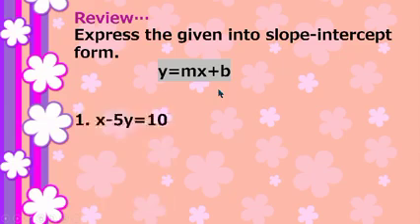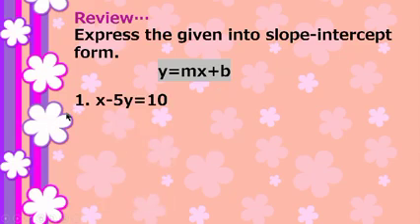Okay? So, number 1, the given is x minus 5y equals 10. So, i-express natin siya into slope-intercept form. Kaya, we will transpose, so shortcut na lang tayo ng ating solution. We will transpose x to the right side. Okay, so kaya siya naging negative. Para yung y na lang ang natira dito sa left side, so it becomes negative 5y equals negative x plus 10. And since may kasama pa yung y natin na negative 5, let's divide the whole equation by negative 5.